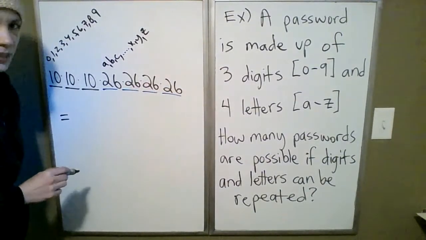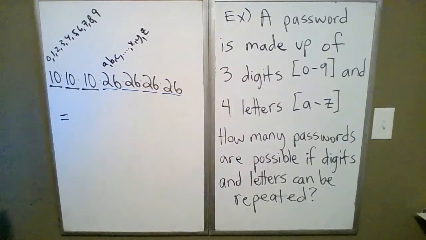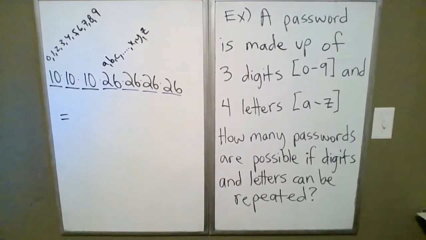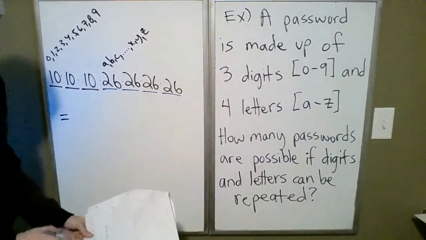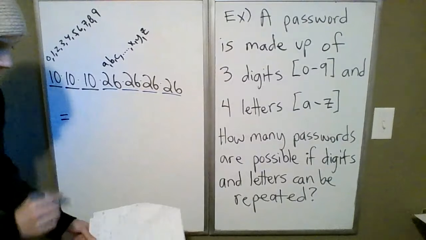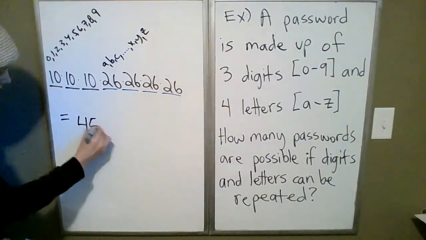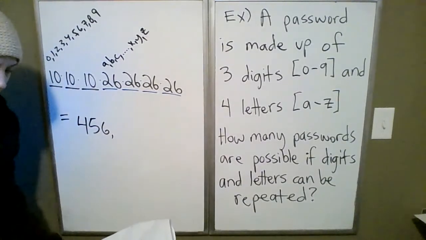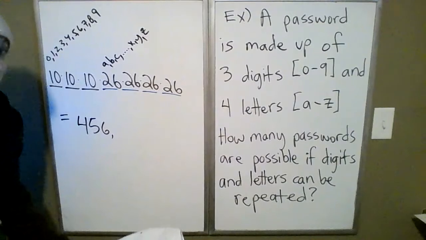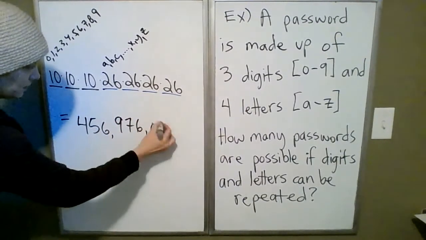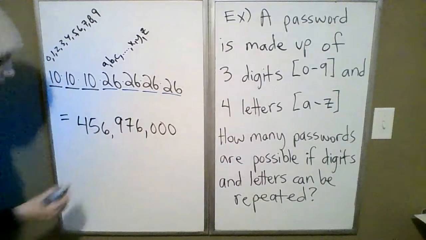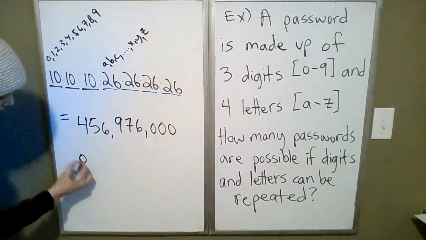Okay, after multiplying everything together. Let's see. 10 times 10 times 10 times 26 times 26 times 26 times 26 gives 456,976,000 possible passwords.